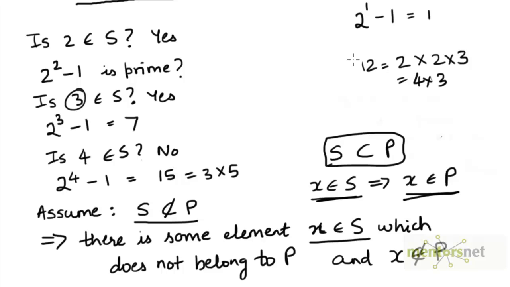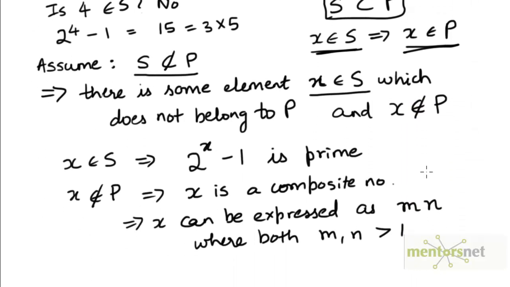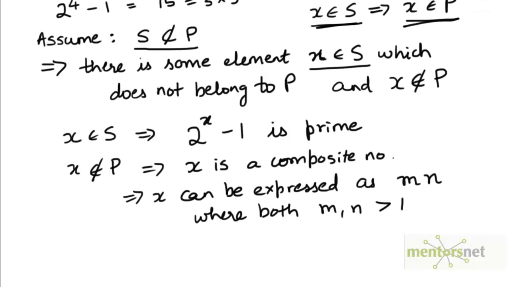So the point is that any composite number can be further broken down into the product of two numbers both of which are greater than 1. If this was not possible, then this wouldn't have been a composite number. Then it would have been a prime number which has only two factors, one of which is 1 and the other is the number itself. The fact that it's a composite number implies that it can be expressed as m times n, where both m and n are larger than 1.